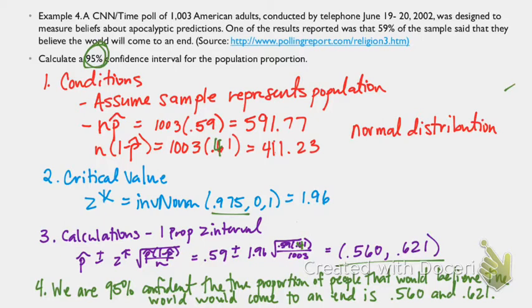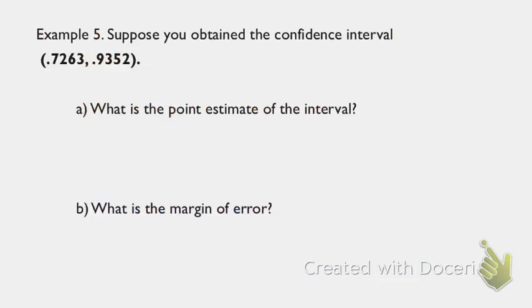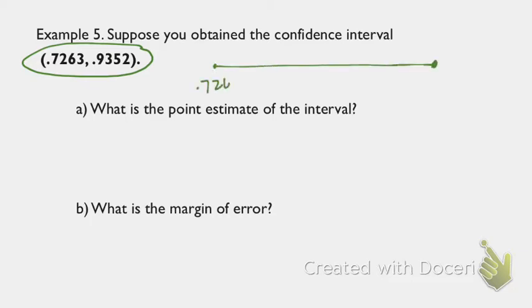Okay, let's look at the last example. Suppose you obtain the confidence interval 0.7263 and 0.9352. I'm just going to put it on a number line. They could ask me 2 questions: what the point estimate is, and what the margin of error is. Your point estimate is always going to be smack dab in the middle because it's your p-hat.